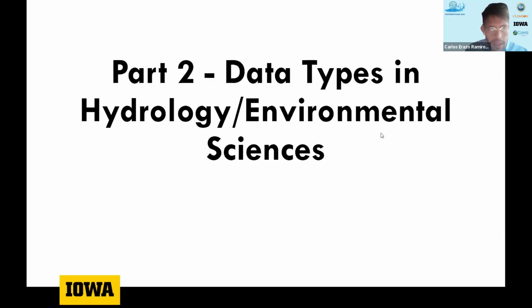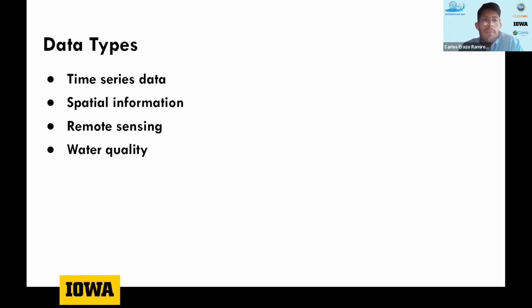Go back. Part two. Data types in hydraulic and environmental sciences. Some of you were already alluding to those. What are those data types? I'm just going to mention some. These are very general ideas of what it looks like. What we have are time series data, spatial information, remote sensing, water quality, among others.